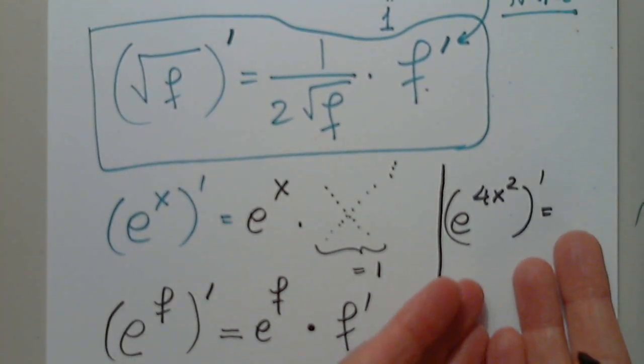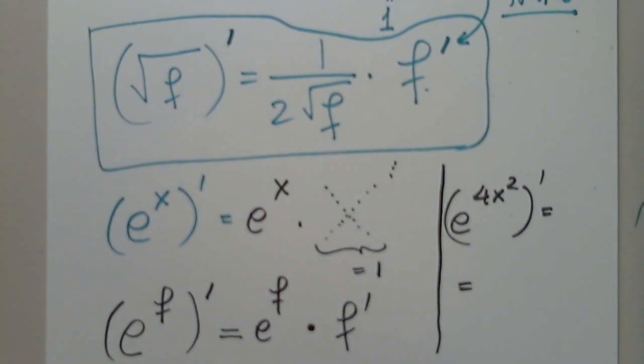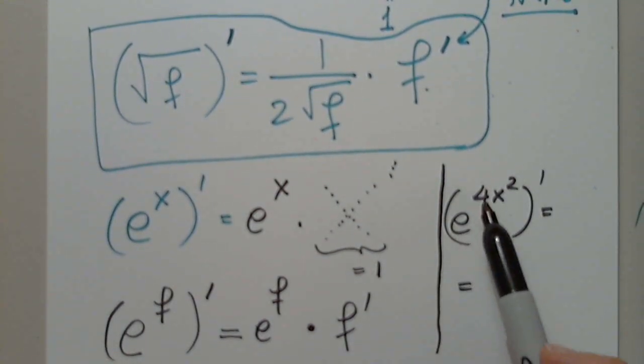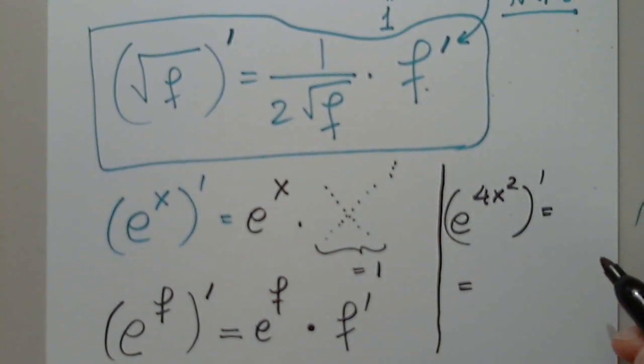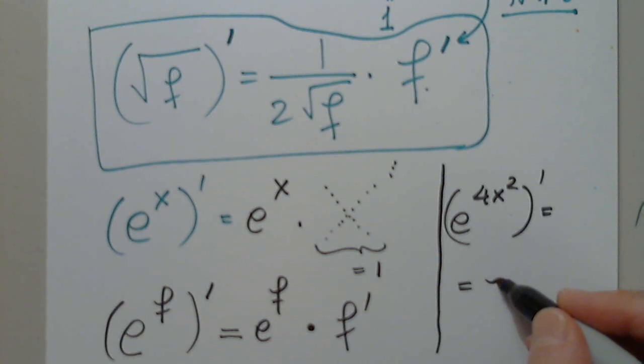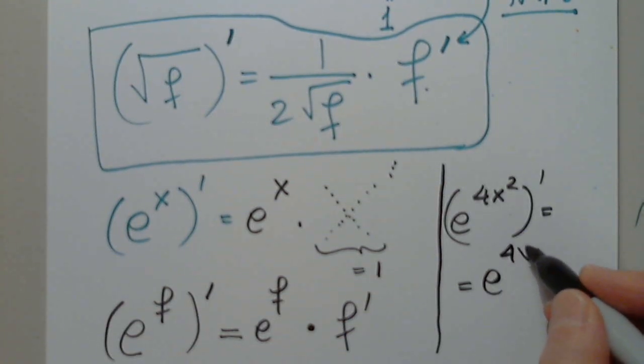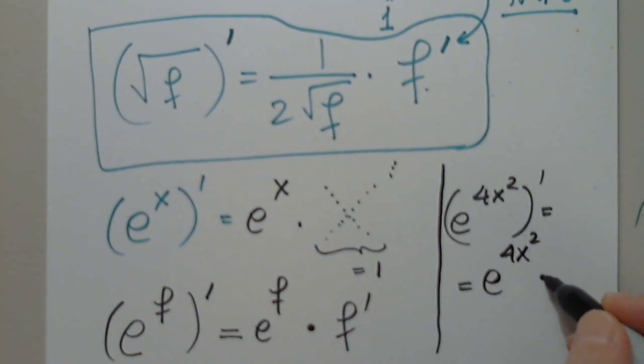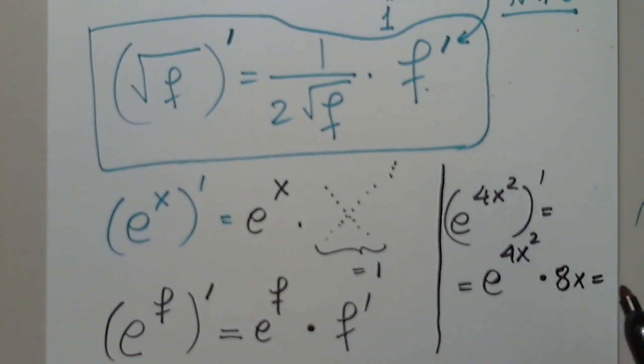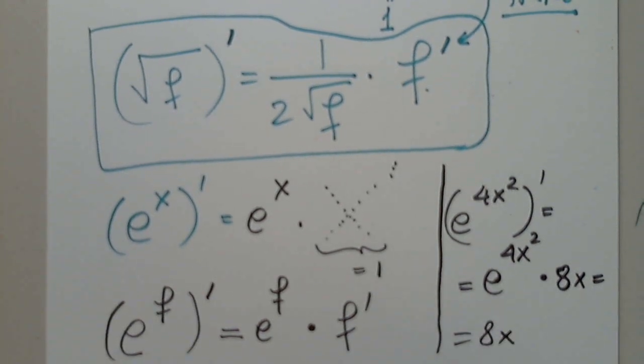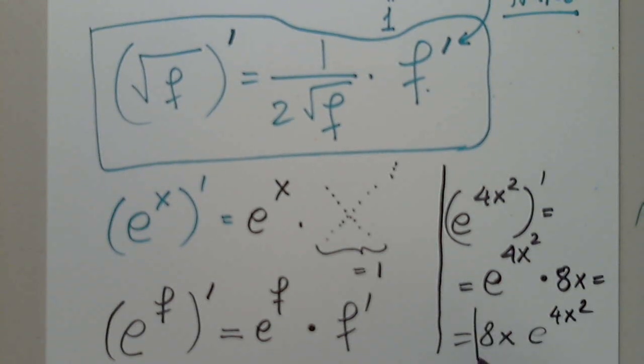Let's apply this here. Can anyone tell us how to differentiate e to 4x squared prime? Would that be e to 4x squared times 8x? That's it. We put that in front. 8x times e to 4x squared. This is it.